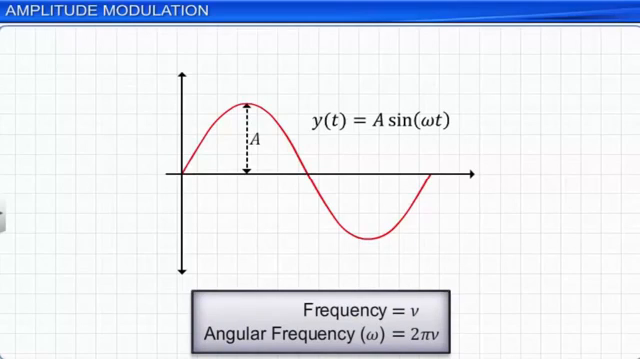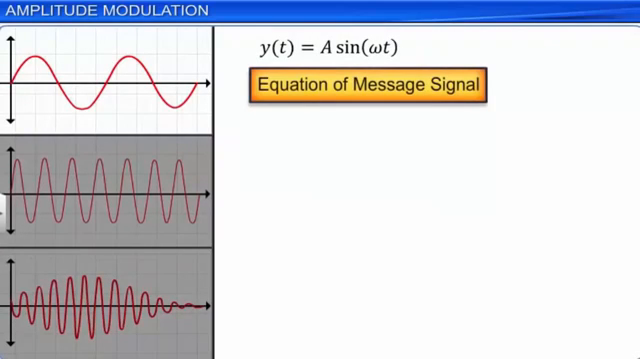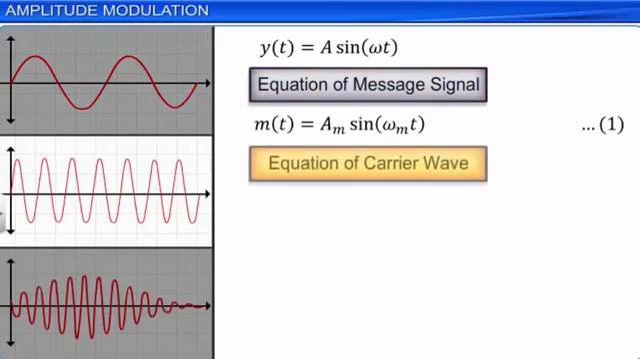Here, a is the amplitude of the wave and ω is its angular frequency. Let the message signal having amplitude Am and angular frequency ωm be represented by the equation m(t) = Am sin ωm t, as shown. Let this be equation 1. Similarly, let the carrier wave having amplitude Ac and angular frequency ωc be represented by the equation c(t) = Ac sin ωc t, as shown. Let this be equation 2.